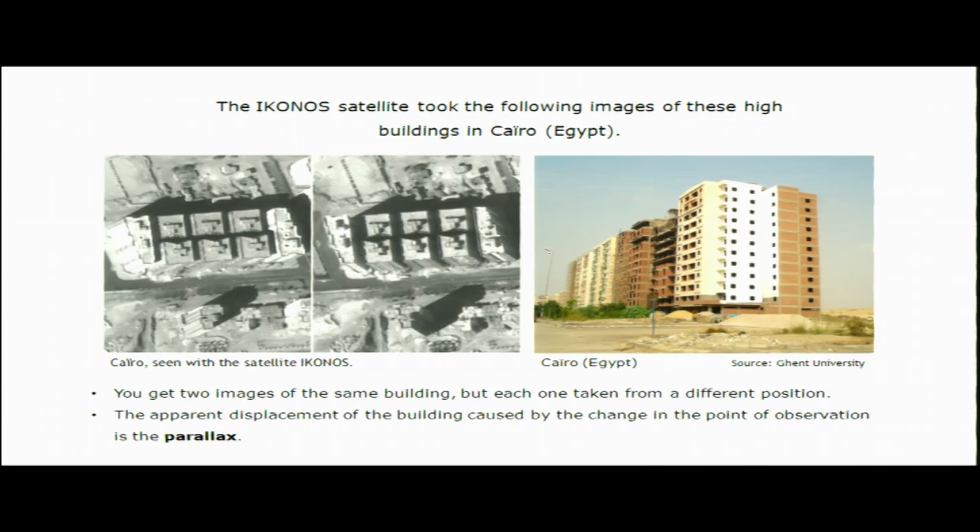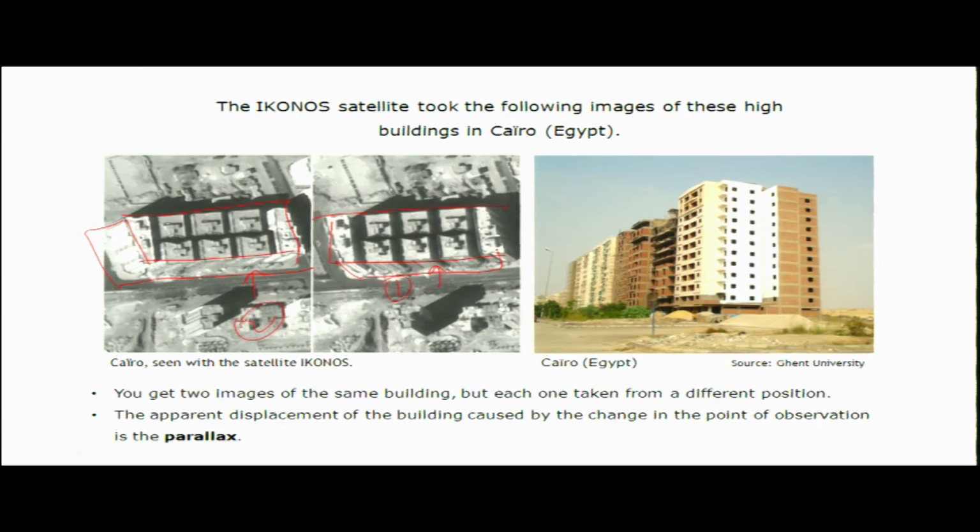So have a look at these two images taken by the Ikonos satellite sensor, having a gap of a few seconds but from two different positions. These two images, image number 1 and number 2, you can see both images are seen differently. The shape of this building and the shape of this building are totally different.